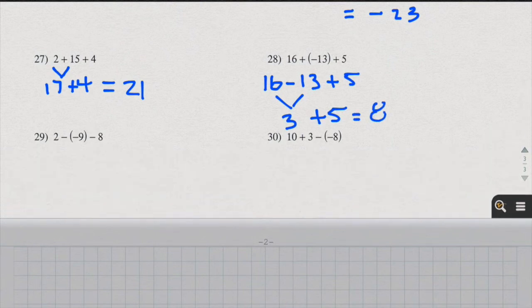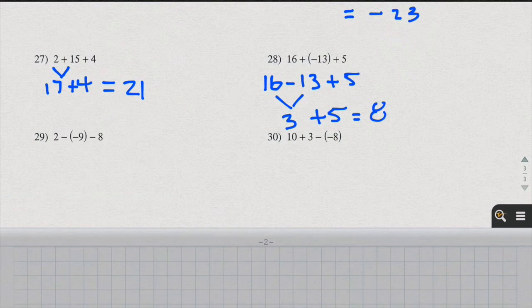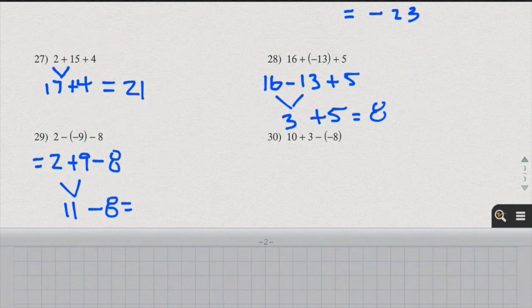Okay, 29. 2 minus -9 minus 8. So let's rewrite that as 2, a negative and a negative is a positive, 9 minus 8. 2 plus 9 is 11. Bring down that minus 8. We end up getting 3.